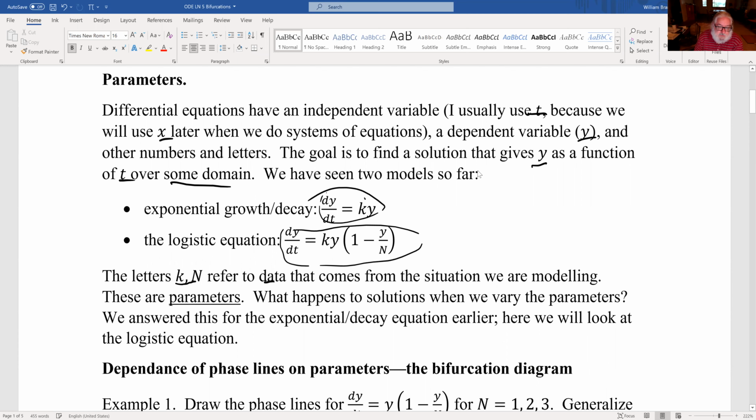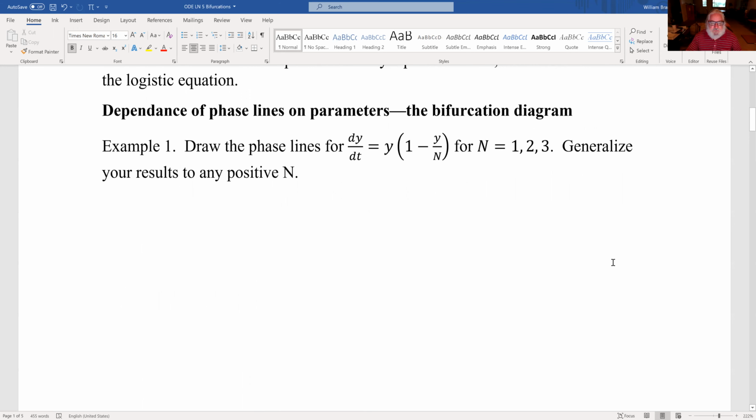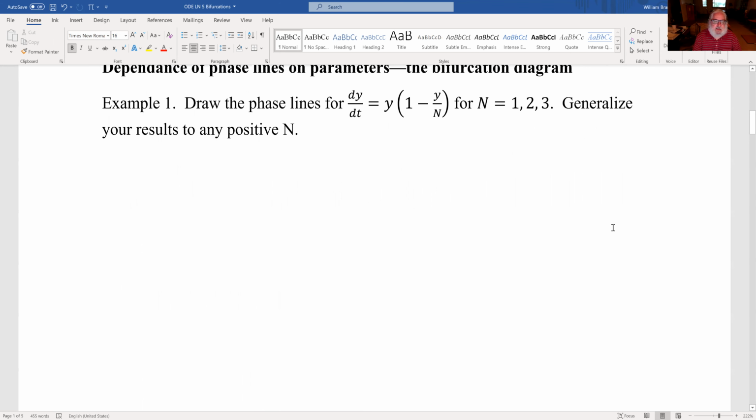So these are called parameters because if you look at different species for the logistic equation, for example, you get different k's and N's. If you're looking at different situations involving exponential growth and decay, you'll see different k's. So if you vary the parameters, what happens to the solutions? So what's the phase line for this equation? So drawing a phase line, how do you draw a phase line?